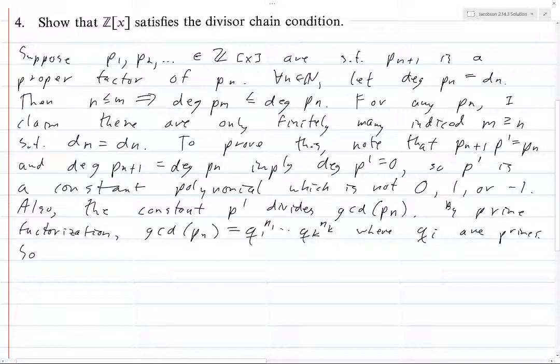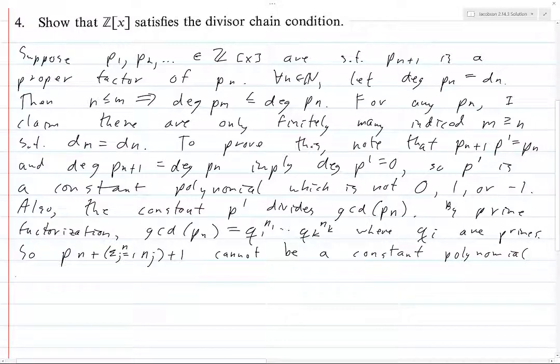And so then at most, the sum from j equals 1 through k of Nj, because the Nj are the exponents of these primes, plus 1 cannot be a constant polynomial which divides Pn.